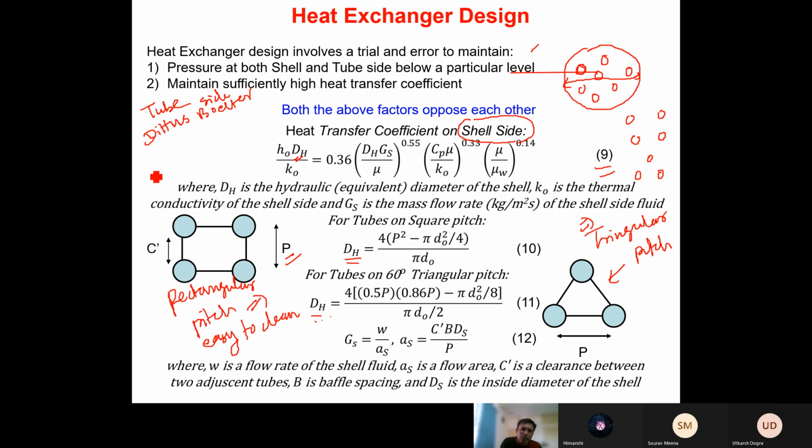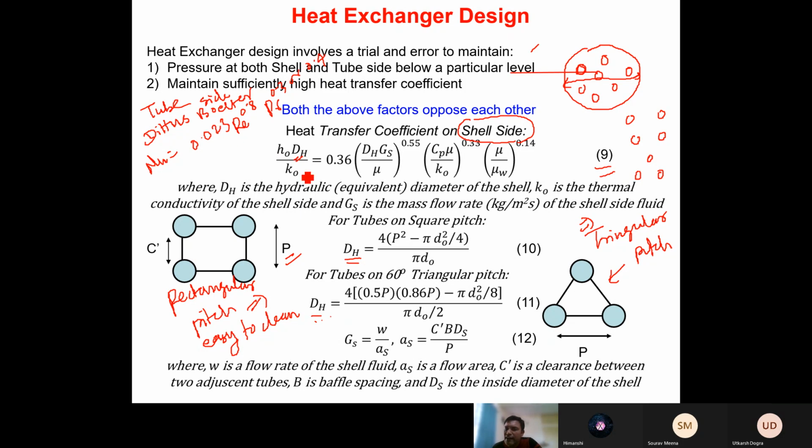So what is the Dittus-Boelter equation? Nusselt number is given as 0.023 Reynolds number to the power 0.8, Prandtl number raised to the power 0.3 or 0.4, depending on whether you are looking at heating or cooling, isn't it? So this equation you have to use, and based on that you can calculate the heat transfer coefficient for the tube side. Using this, you can calculate the heat transfer coefficient for the shell side.